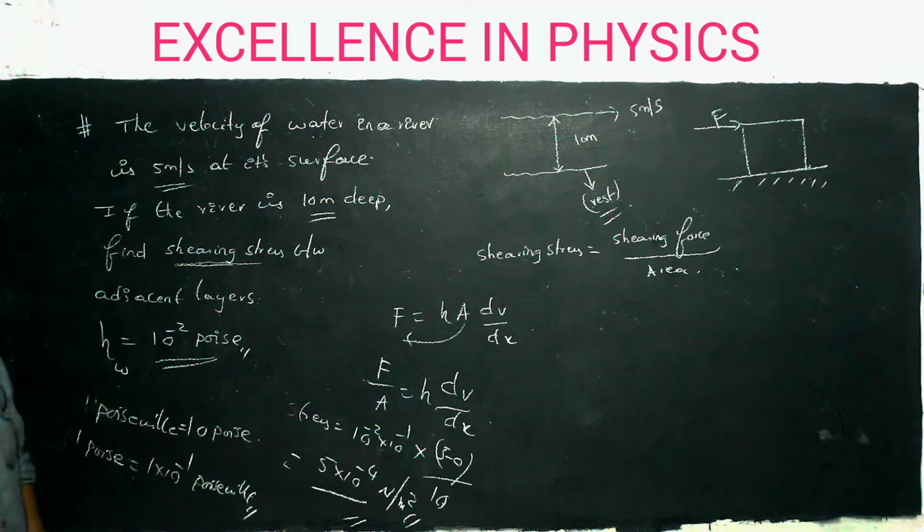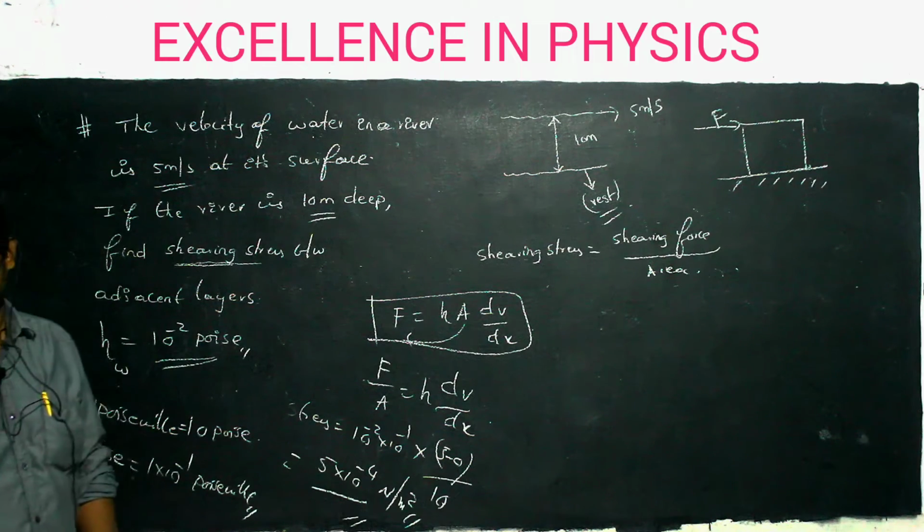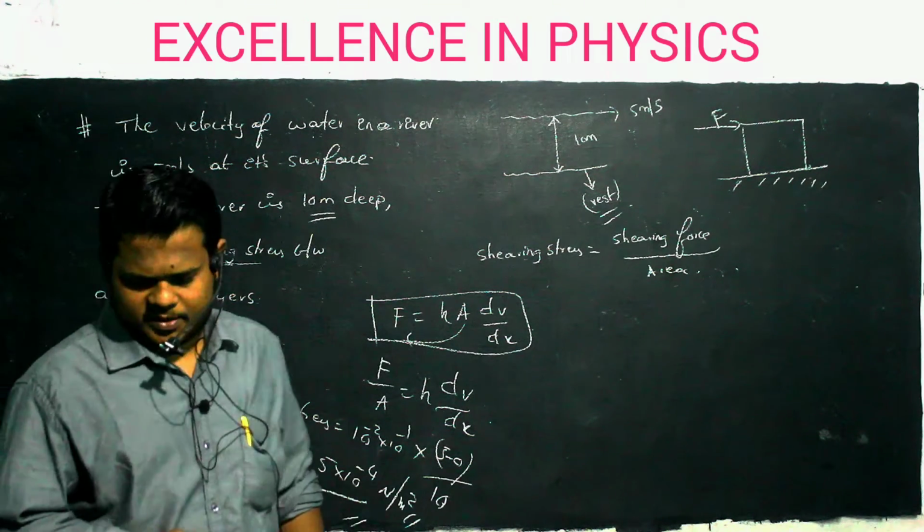Have you understood? So everything we are doing is according to this equation: F is equal to eta A dV divided by dx. Clear? Come on, make a note of this one.